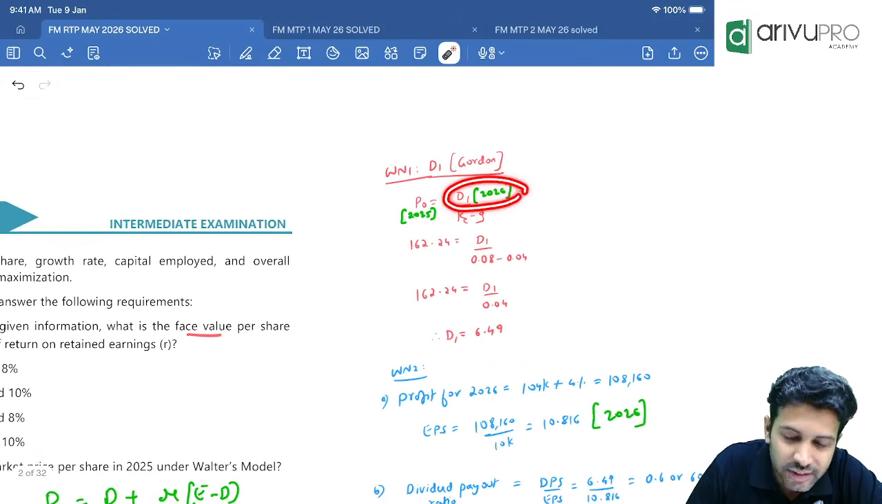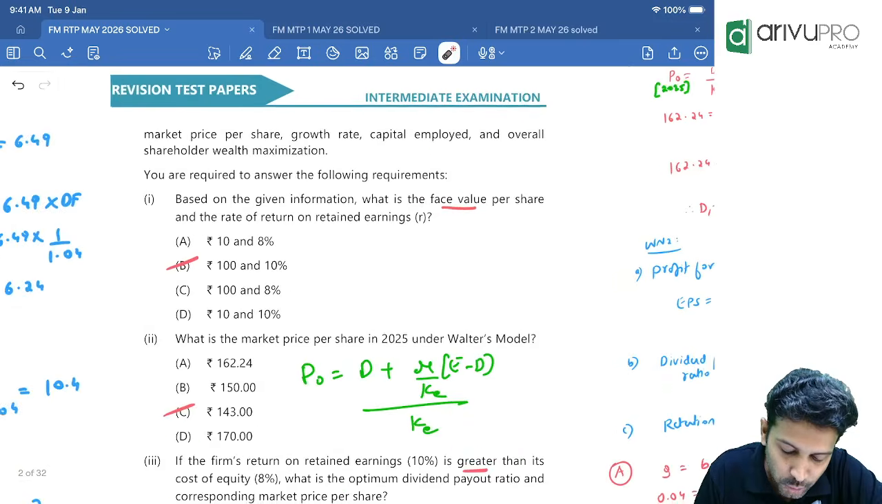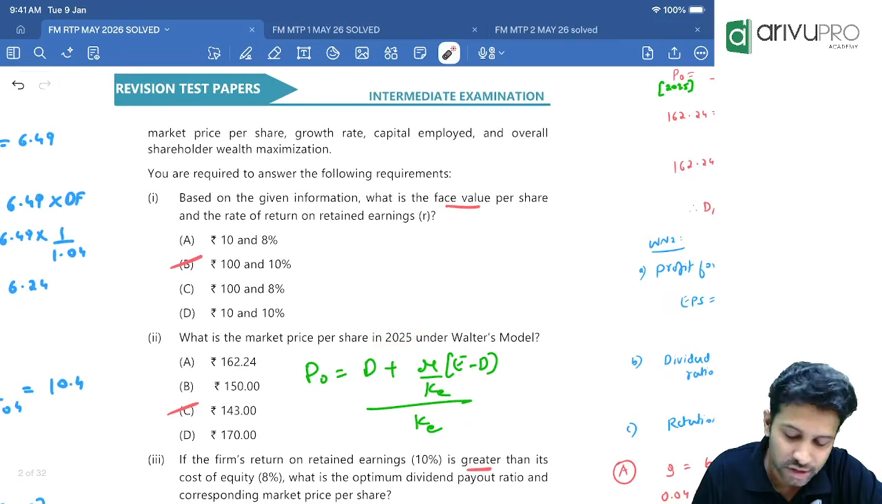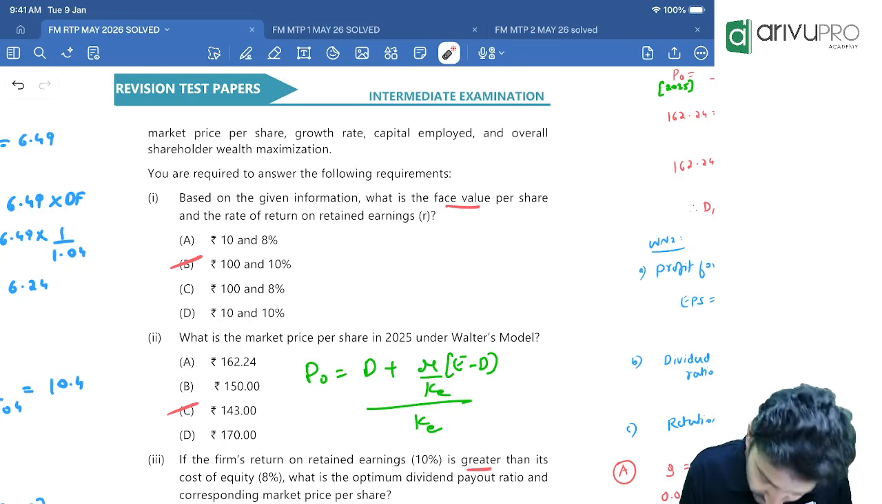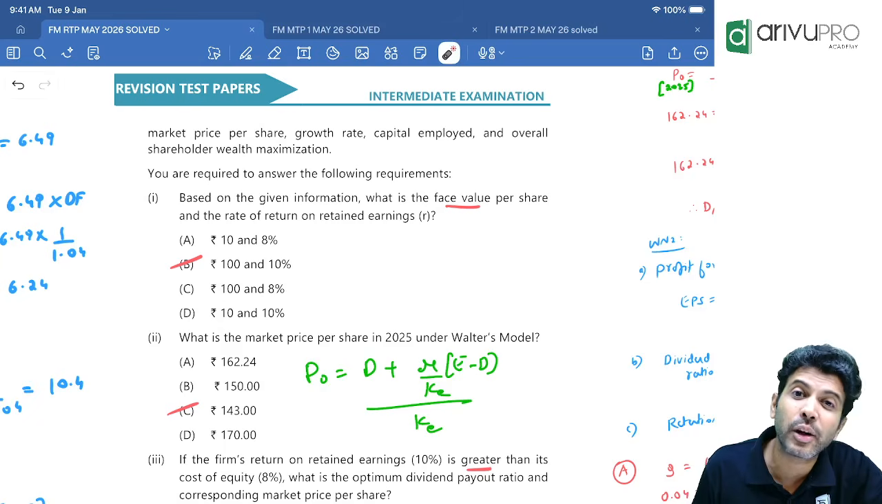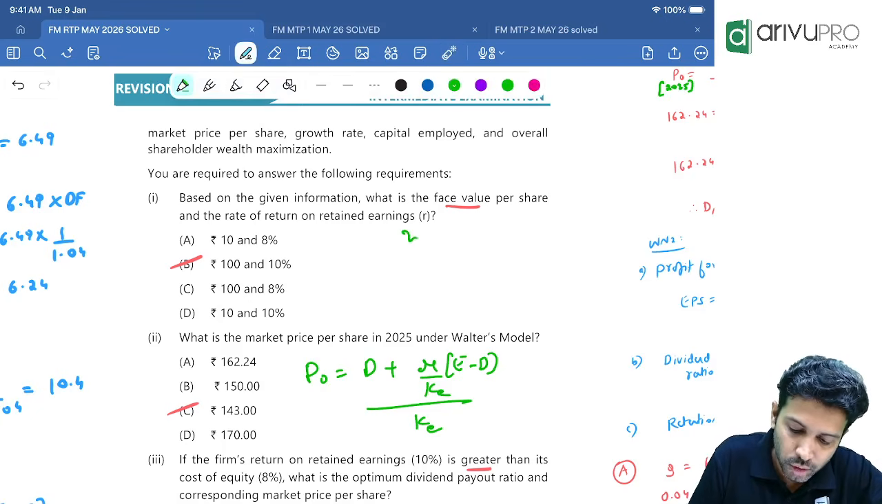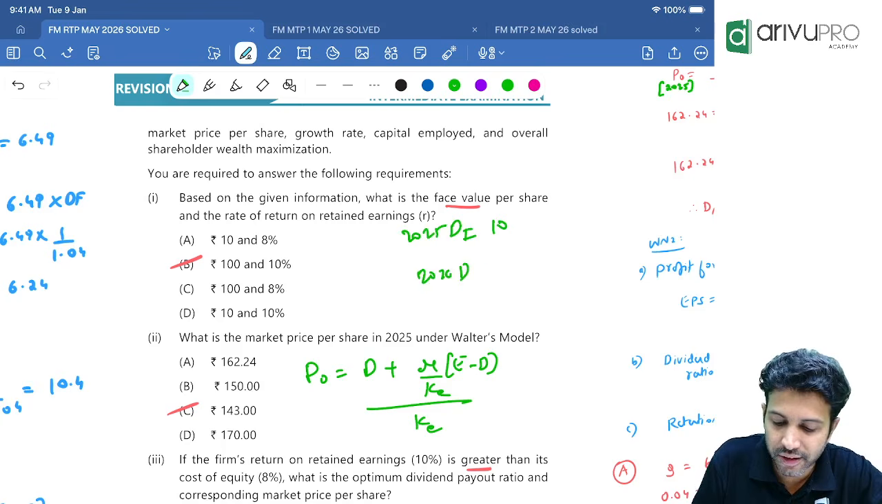But D is for 2026. E is for 2026. They asked the price of the share for 2025. This is not the growth rate, this is not the normal Gordon model. That means we need all the data for which year? 2025. Yes, we do have D, E and all, but we have it for 2026, and we need it for 2025. How to find it? If they have given you the 2025 growth rate, and you know the 2025 dividend, let's say that is 10 rupees, what will be the 2026 dividend? 10 plus 4%, which will be 10.4.